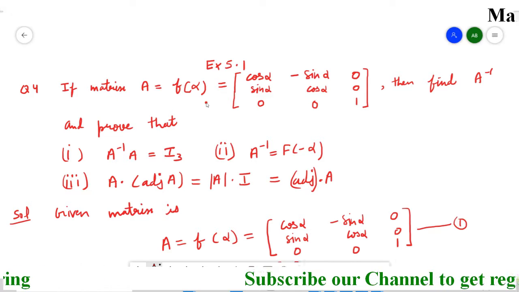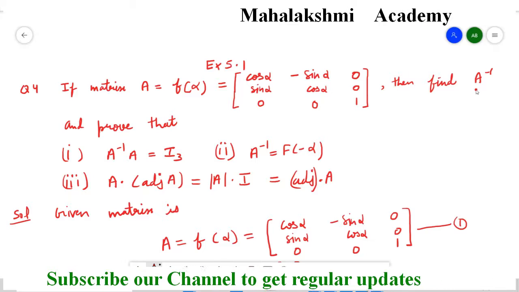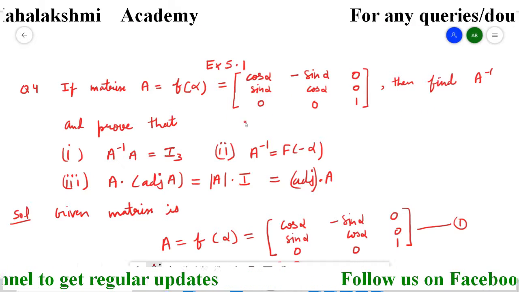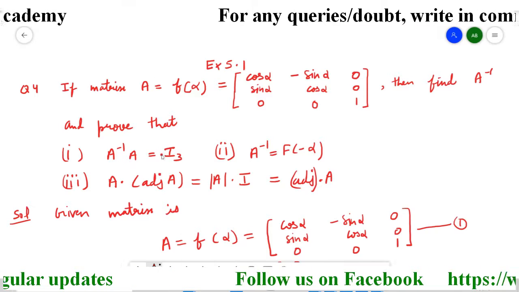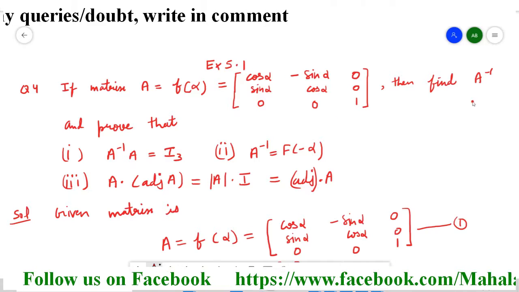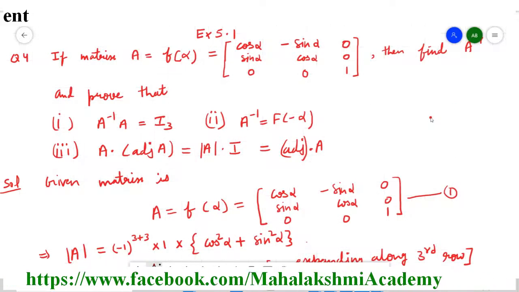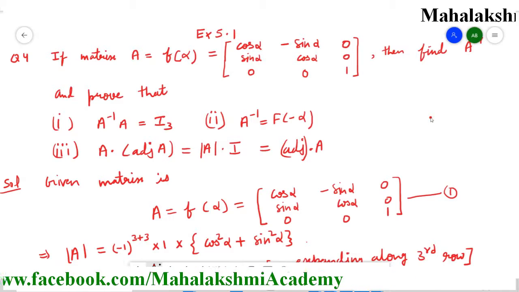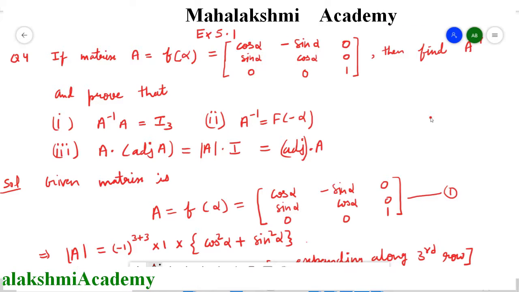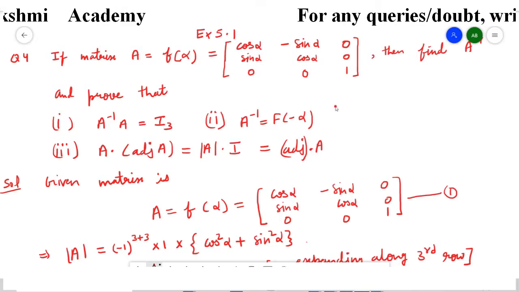If matrix A is given, we first have to find A inverse. That is our first work, and after finding A inverse, we have to prove these three parts. So first we will find A inverse. For that we need the formula of A inverse, which you know very well: A inverse is equal to the adjoint of matrix A divided by the determinant of the matrix. The matrix is available to us.